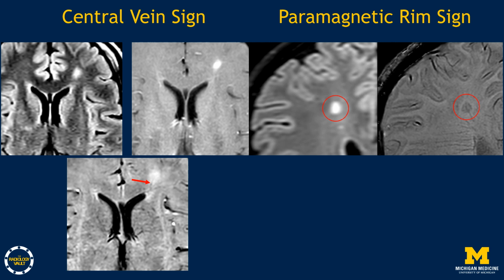The other sign is the paramagnetic rim sign, which is appreciated on the susceptibility weighted image, as you can see within the red circle, that matches the location of this FLAIR hyperintense lesion in the right frontal white matter, and this is due to the accumulation of hemosiderin in the periphery of the lesion, where the macrophages that are part of the histologic manifestation of multiple sclerosis accumulate at the edge of the lesion, and that produces the paramagnetic rim sign.